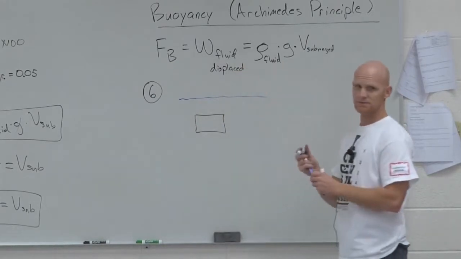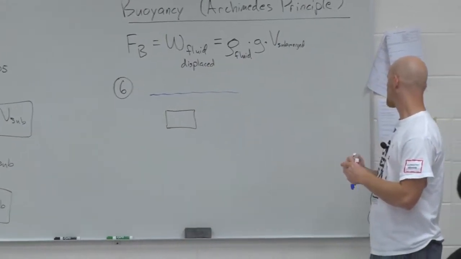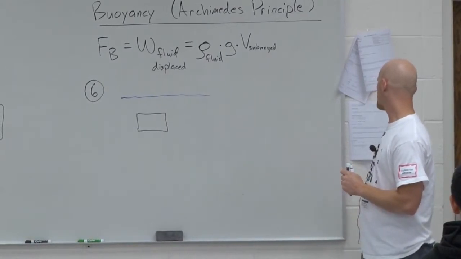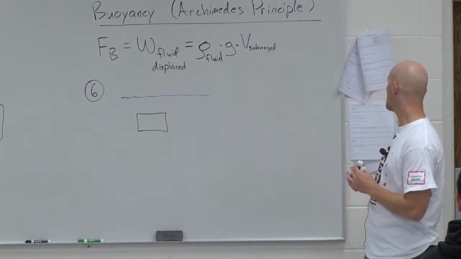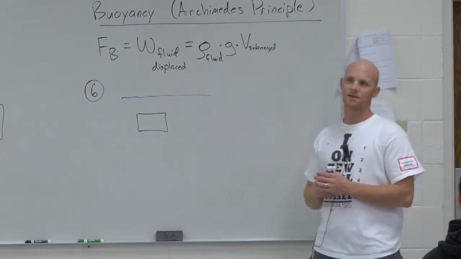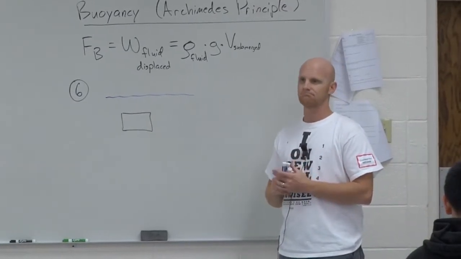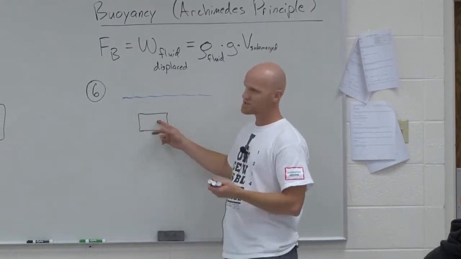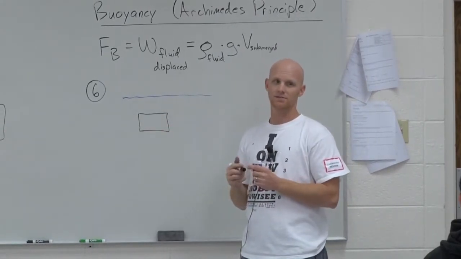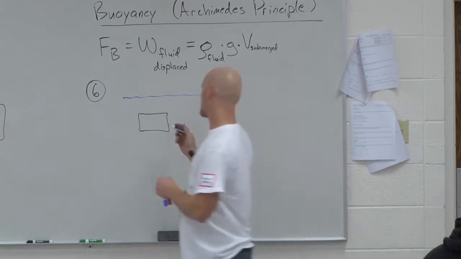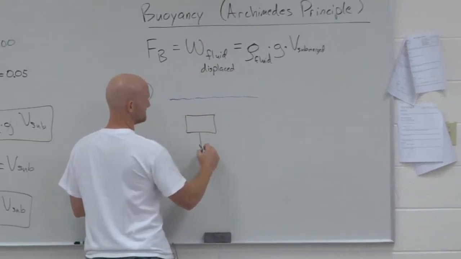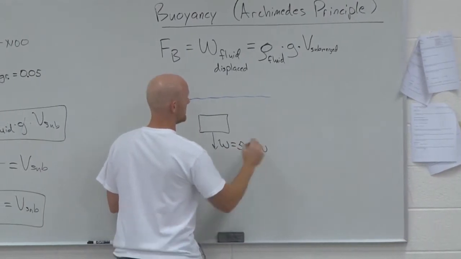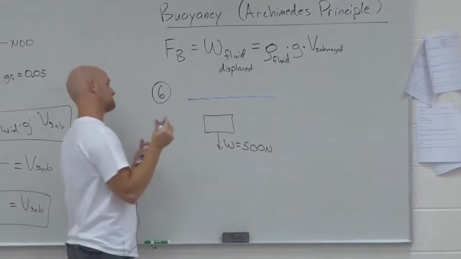Okay, number 6. Question number 6 says, if an object normally weighs 500 newtons, and while submerged in water, it has an apparent weight of 300 newtons, what is the density of the object? So there's the question. Let's set up our free body diagram. What forces are acting on this object? Its weight. What is its weight? Yeah, they gave it to us, 500 newtons.